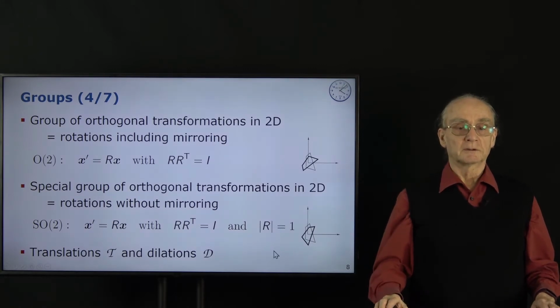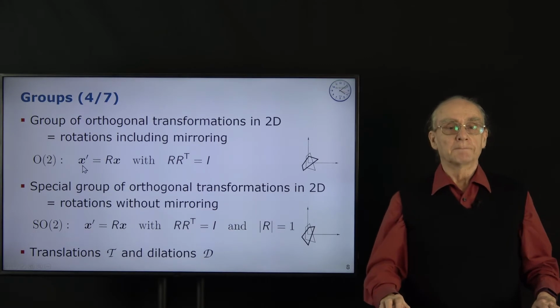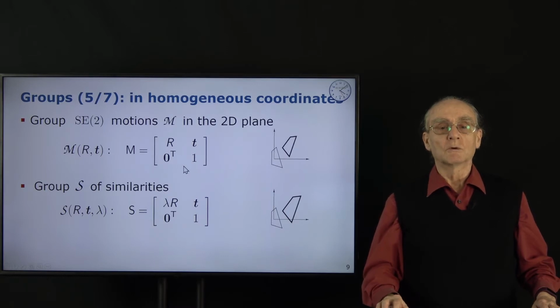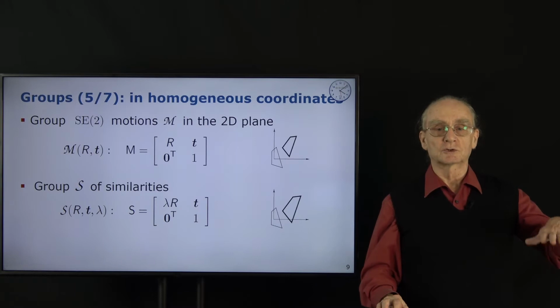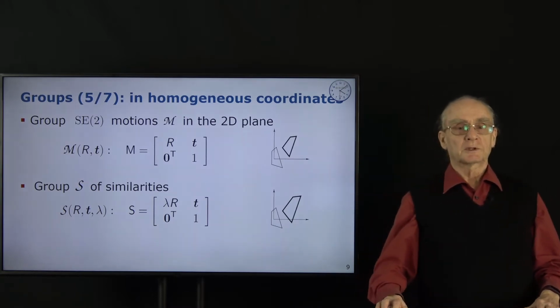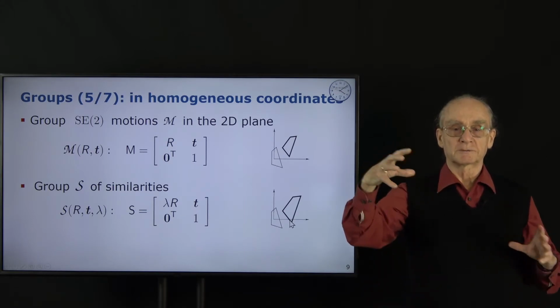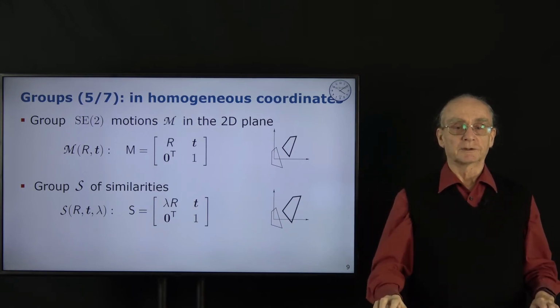And of course we know the translations and dilations. All these transformations are written with vectors of, in principle, any dimension. Now we assume that these transformations work on homogeneous coordinates. That means we go one dimension higher, not 2 but 3. And then of course we have motions, which consist of rotations and translations. That means an object is rotated and translated. Or we have the group of similarities, where we in addition have the scaling of the object, as we discussed, either enlarging or diminishing.